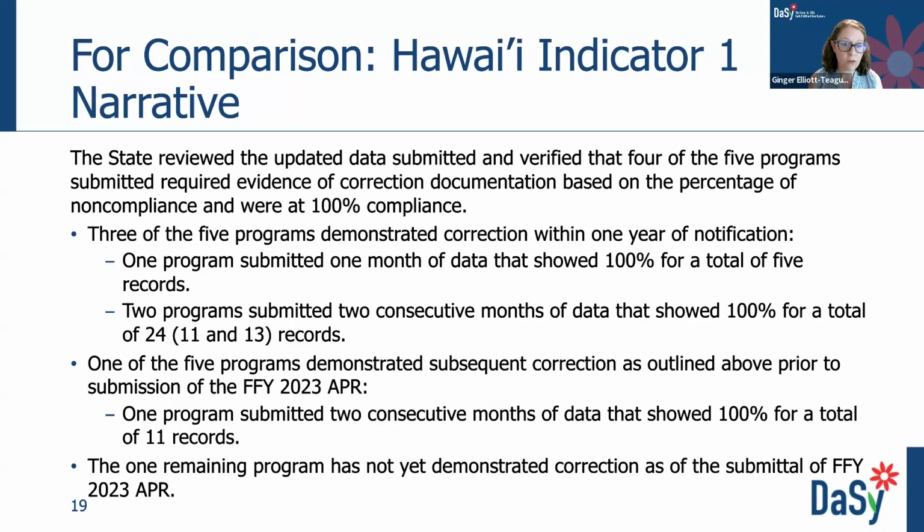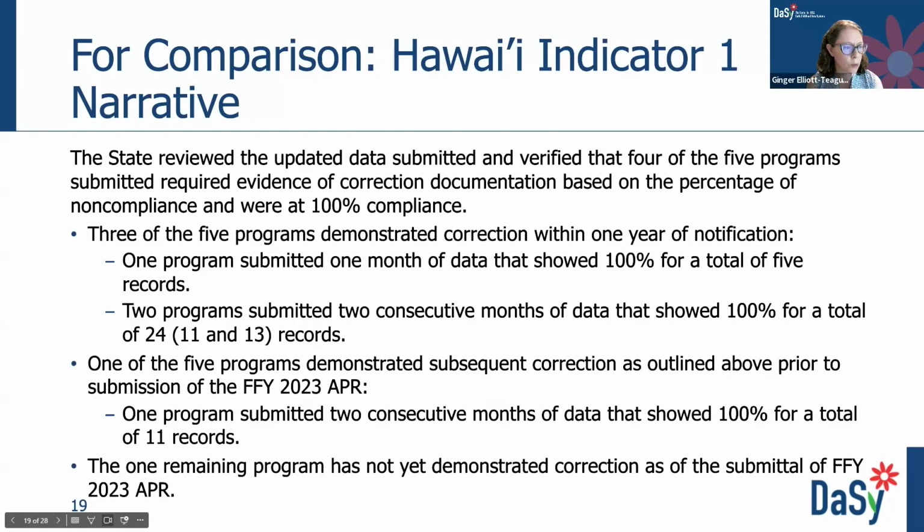Okay, 1 of the 5 programs submitted their data. They demonstrated subsequent correction. Okay, it was not timely corrected, but it was subsequently corrected. And then there was 1 remaining program that had not yet demonstrated compliance. So that's sort of the summary of the 5 findings that they had made for the additional data review.